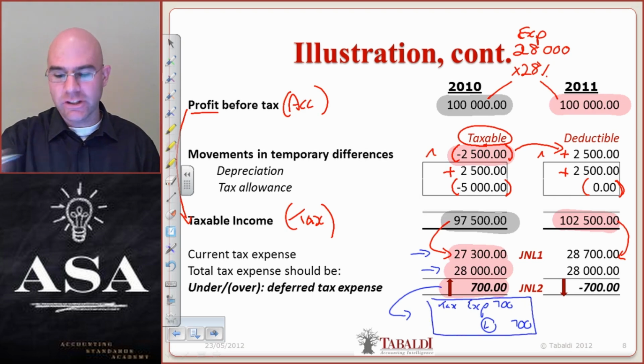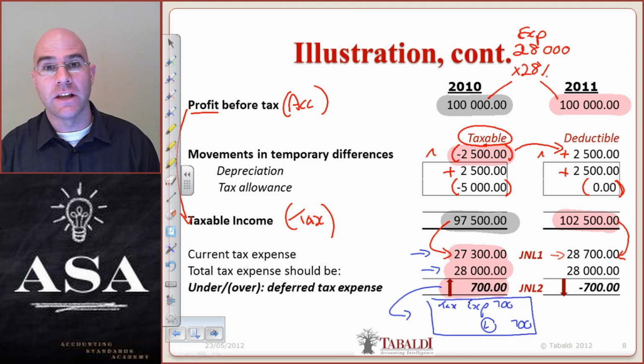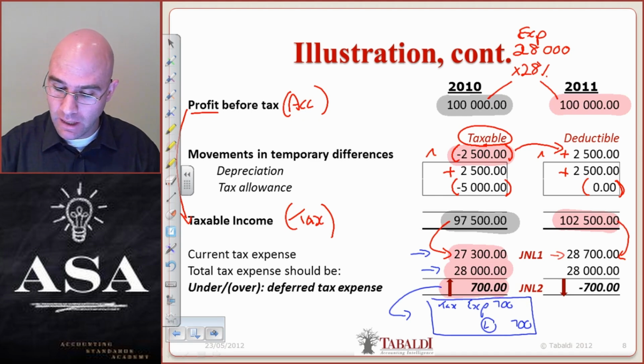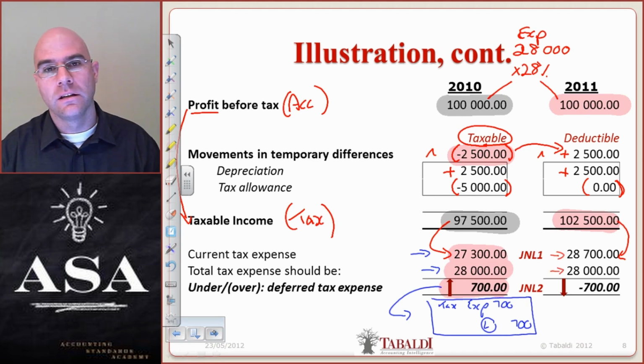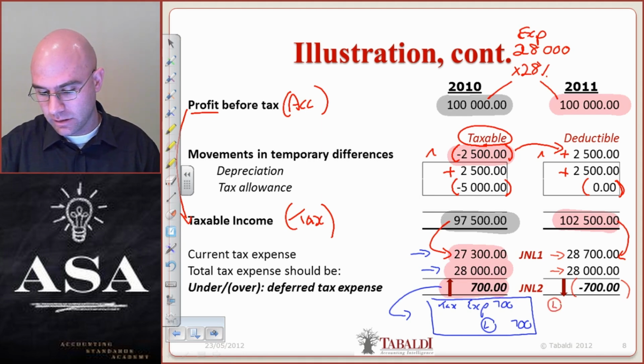And what you'll see is in the next year, my tax expense suddenly is 28,700 that I have to pay over to the receiver, and the accounting tax should have been 28,000. So in this scenario, I need to decrease the tax expense by 700. And how do I decrease an expense? Well, I'm going to debit the liability and I will credit tax expense to make it smaller.